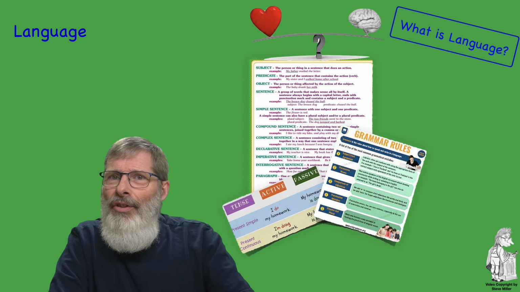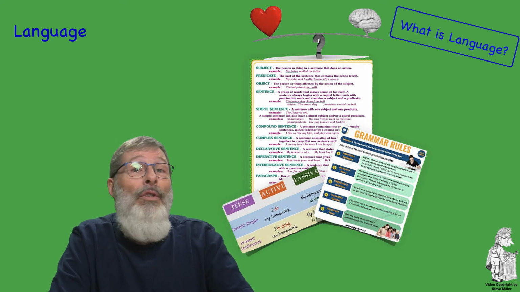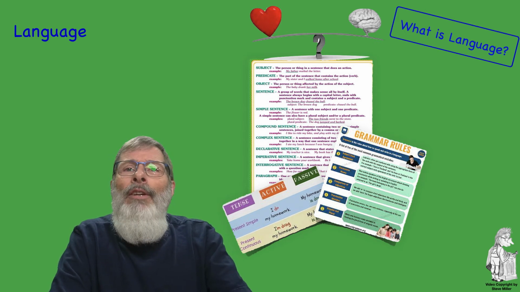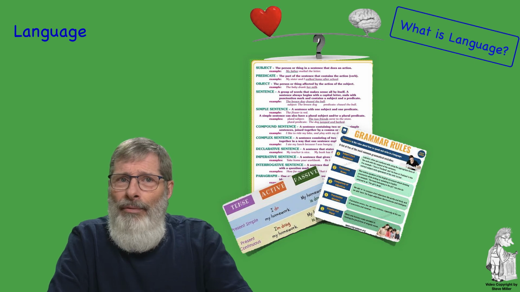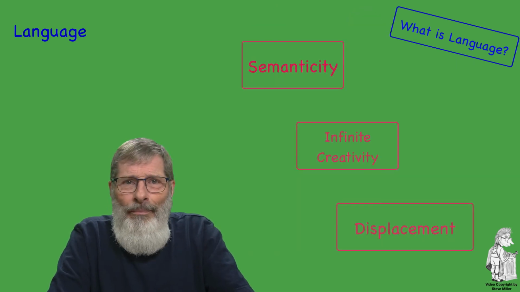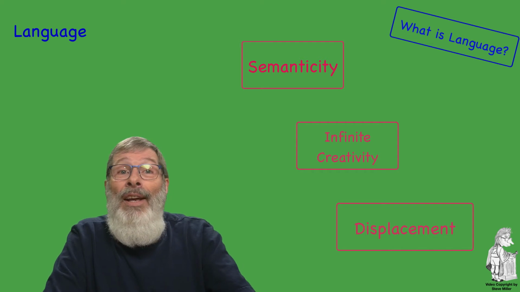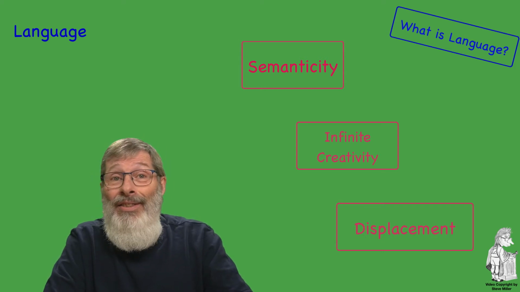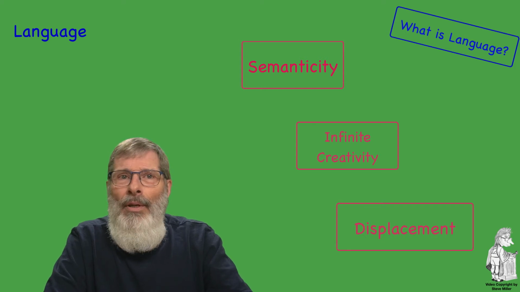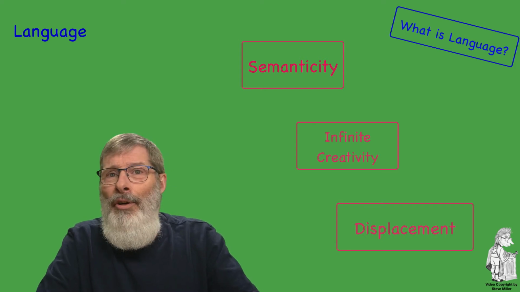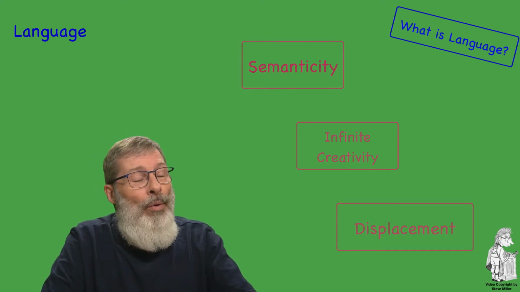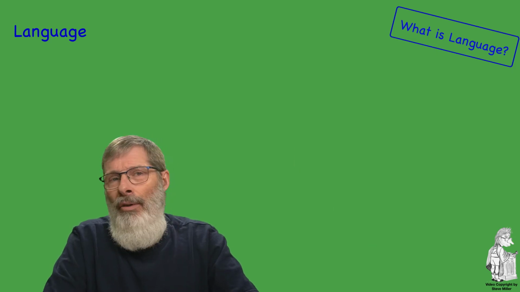True language is distinguished from the communication systems of lower animals by properties such as semanticity, infinite creativity, and displacement. So let's look at those. Semanticity. This is the sound of language has meaning. Infinite creativity, the capacity to create rather than just imitate sentences. And then displacement, the capacity to communicate information about events and objects in other time or place. So there's qualities about language that we possess that apes and other non-humans don't.